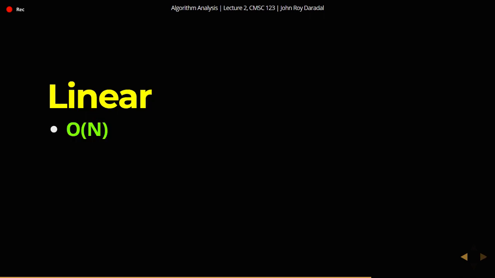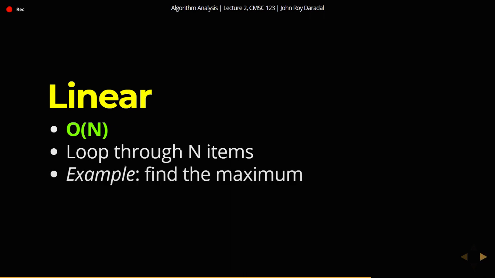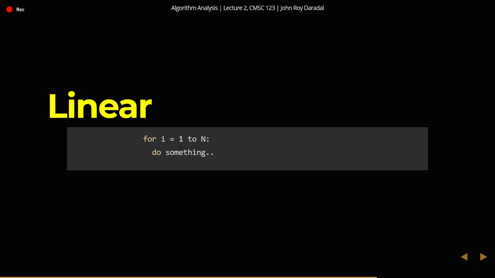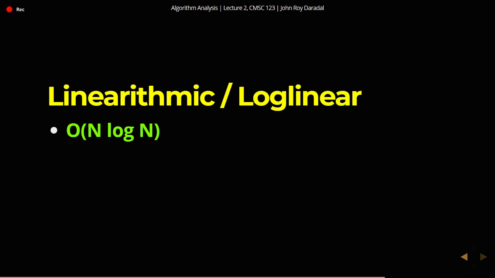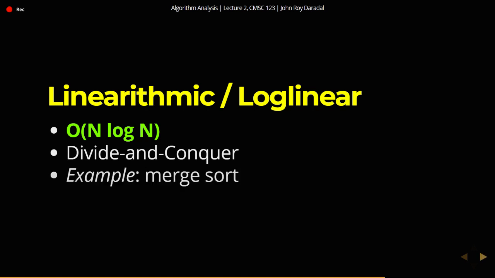Okay. Next, we have the linear running time, or O of n. This is commonly seen when we loop through n items. Like finding the maximum, for example, then we have to loop through everything to find the max item, right? So it looks like this. For i from 1 to n, then you do something along that loop. Okay, so that's linear. Next, we also have the linearithmic, or log linear running time, which is O of n log n. We usually see this in divide and conquer algorithms like your merge sort. So you'll learn more about this in your ComSci 142 next semester.